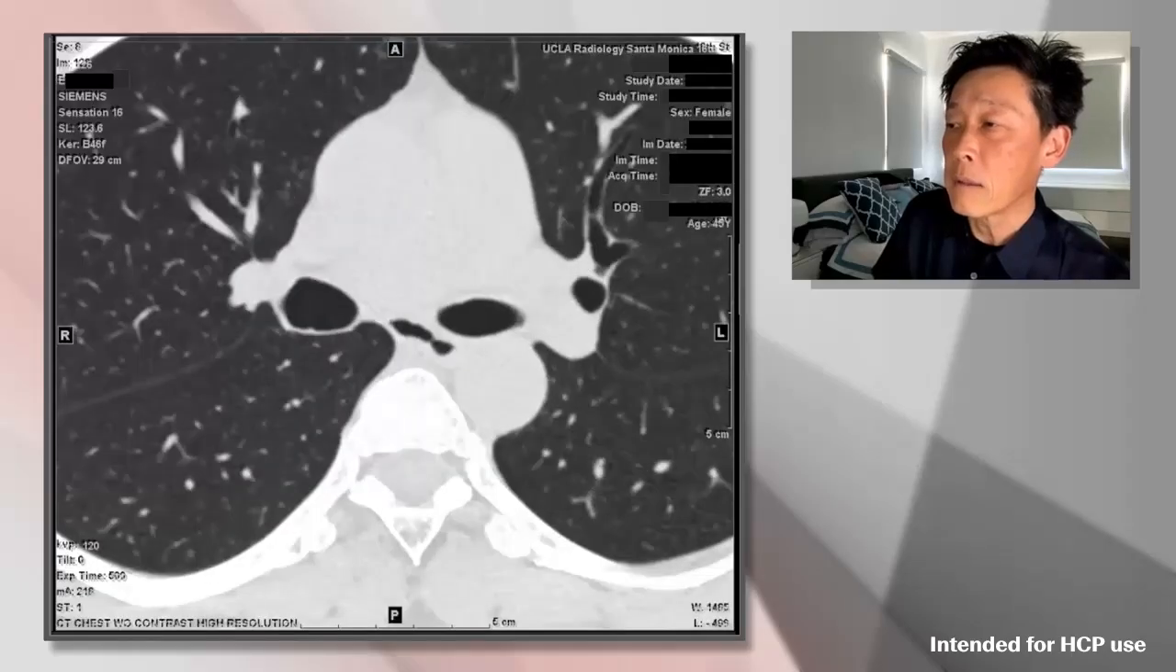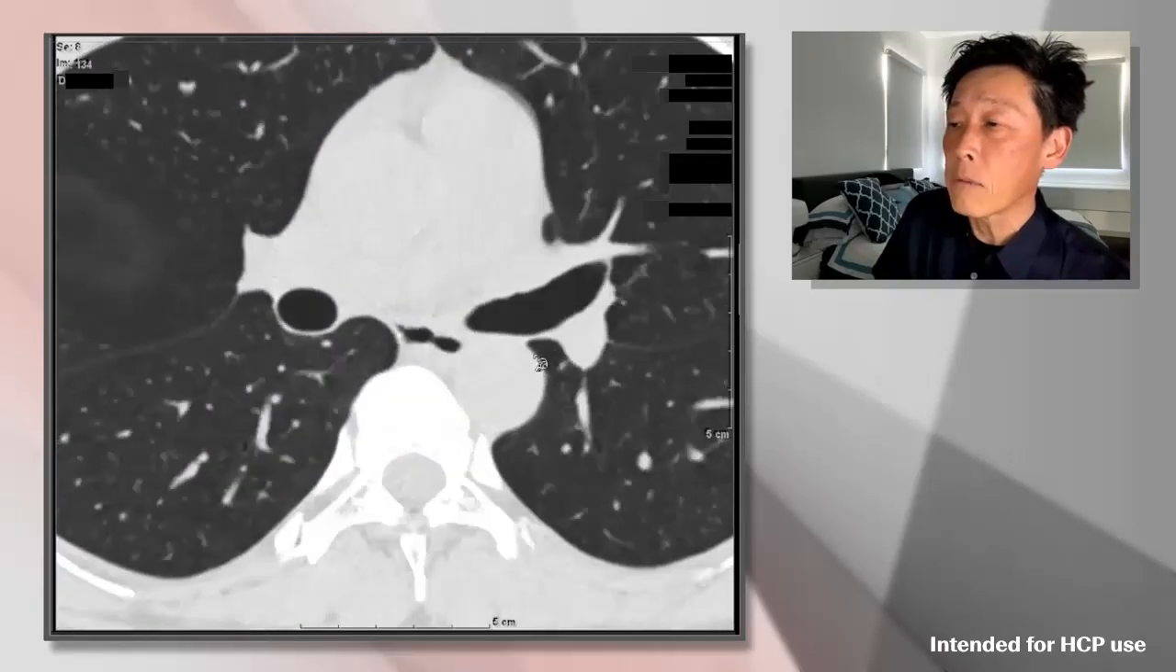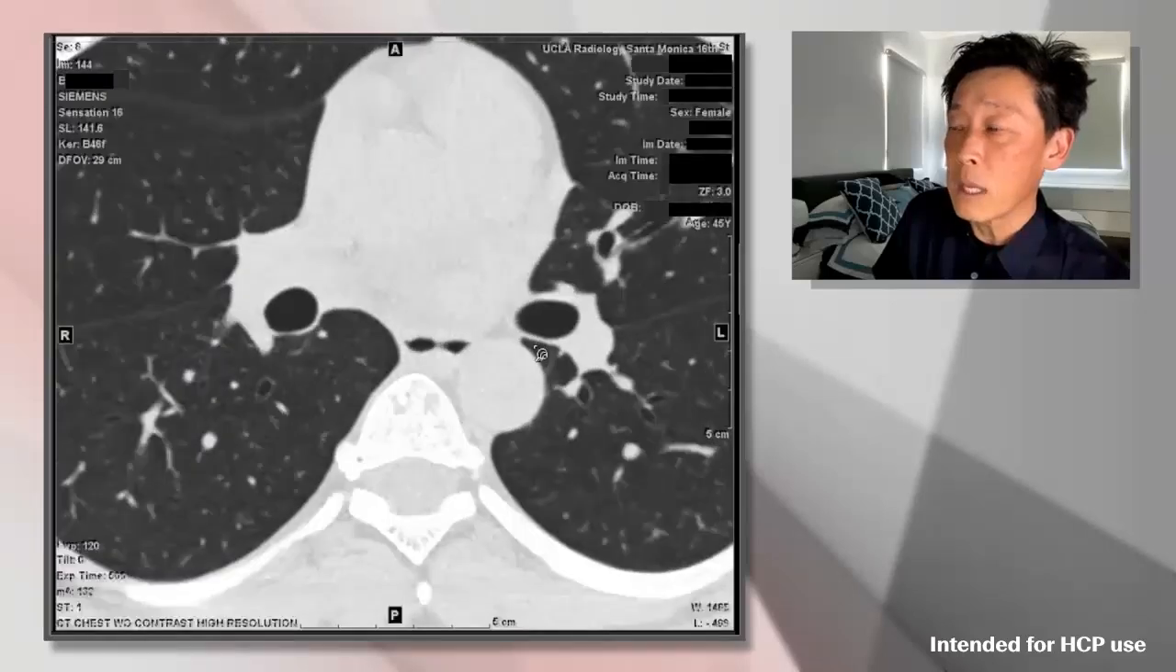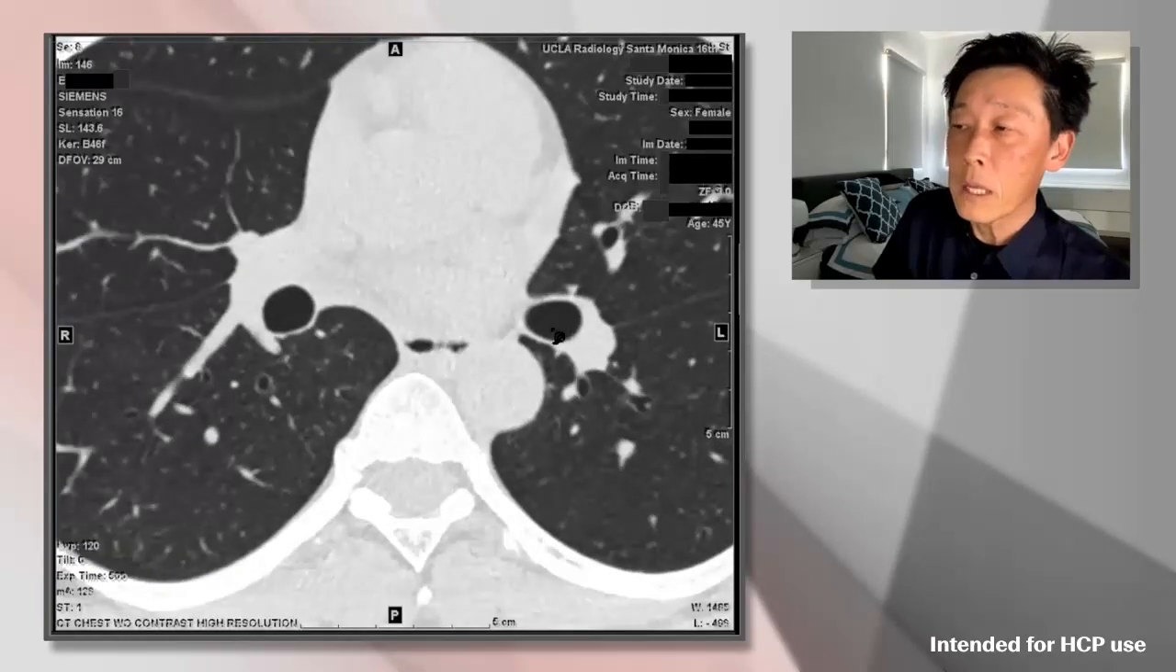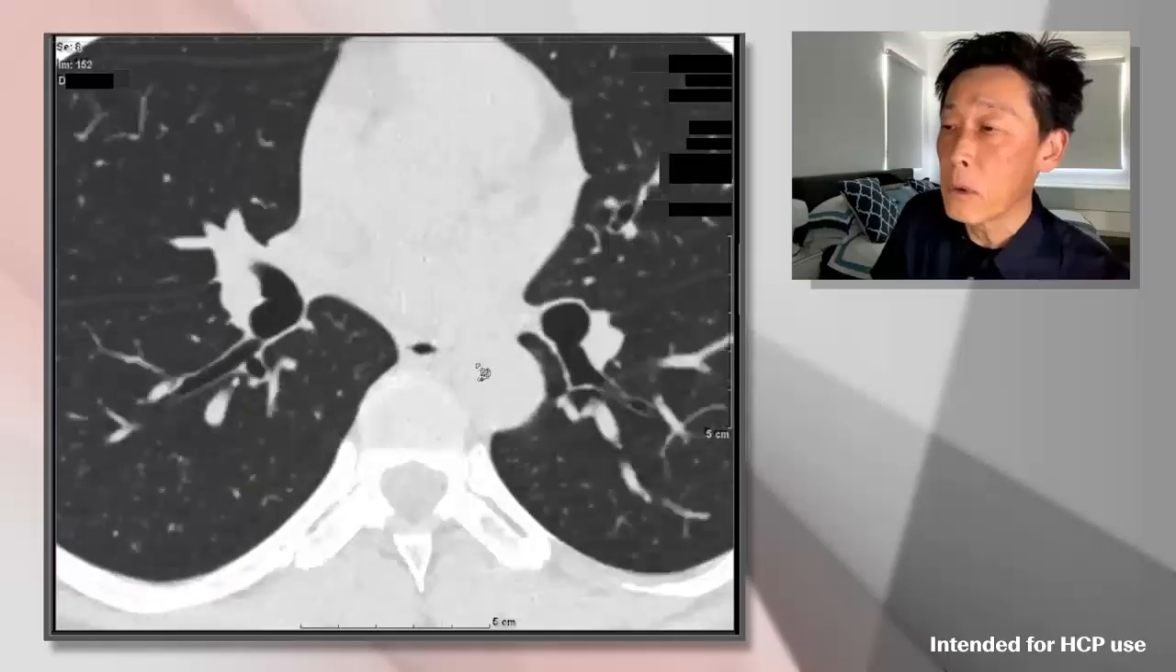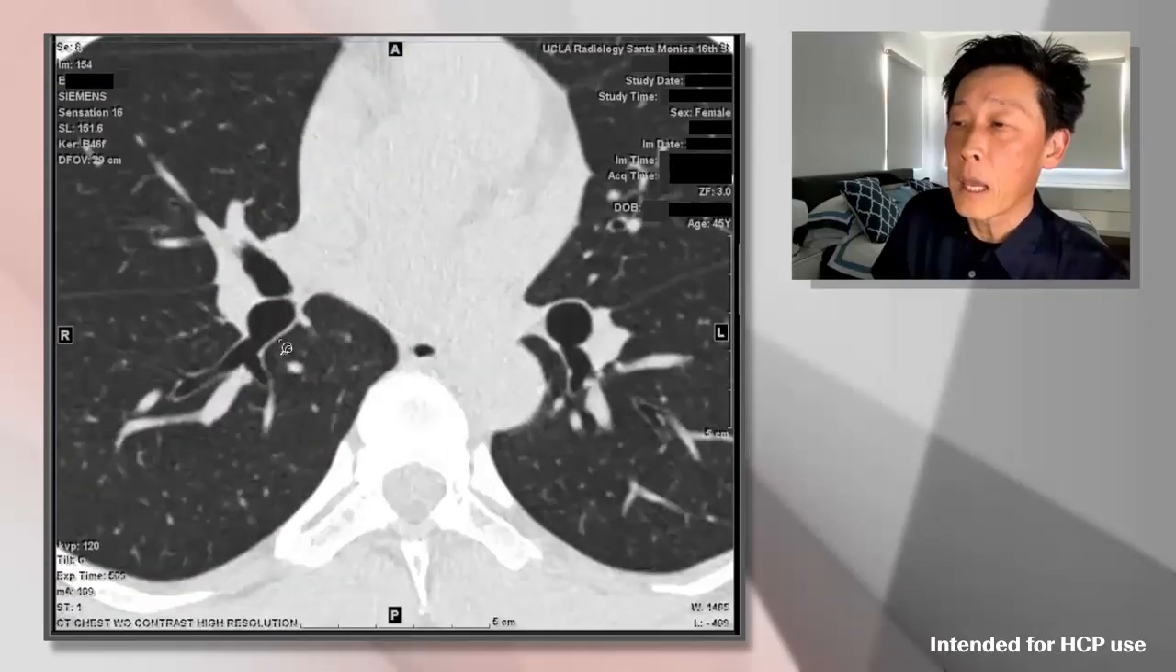And we can see again the segmental bronchi. And as we move inferiorly, we can see the left interlobar and left lower lobar bronchus as well. And you see another airway as we go on back to the right. We see this dividing into the right middle lobar bronchus.